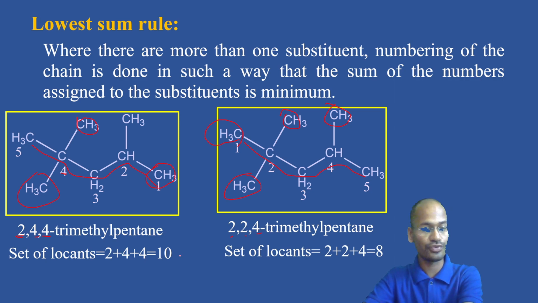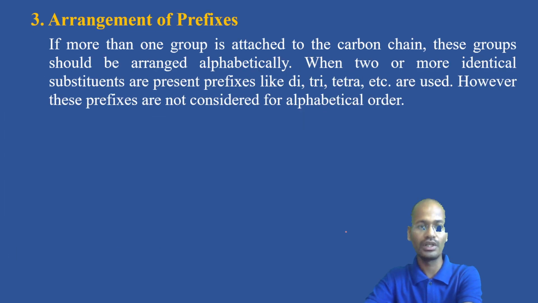2 plus 4 plus 4, 10. 2 plus 2 plus 4, 8. As the total in this case is less, this will be the correct name and this will be the wrong name. That is, 2,4,4-trimethylpentane is a wrong name, whereas 2,2,4-trimethylpentane is a correct name. Okay, hope you people understood this particular example of the lowest sum rule.